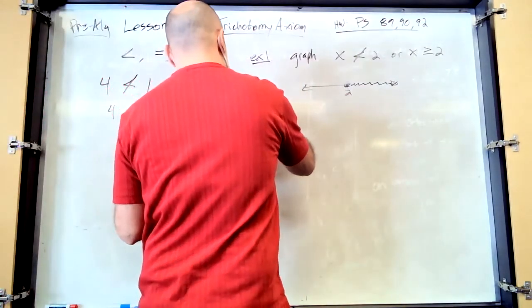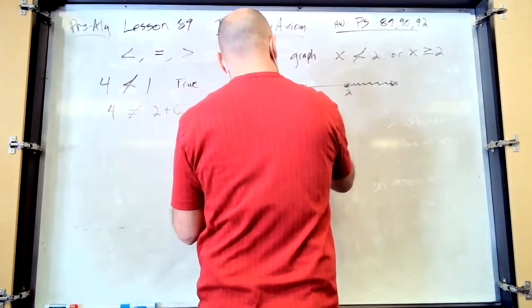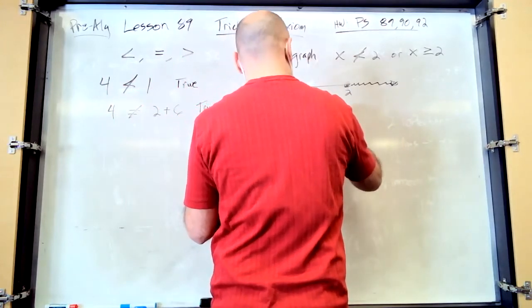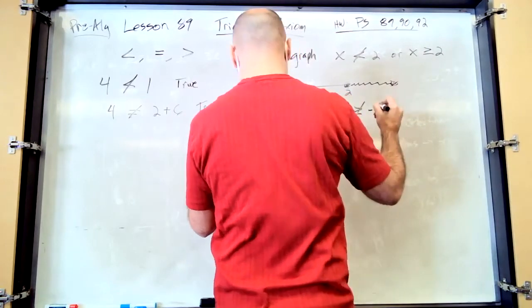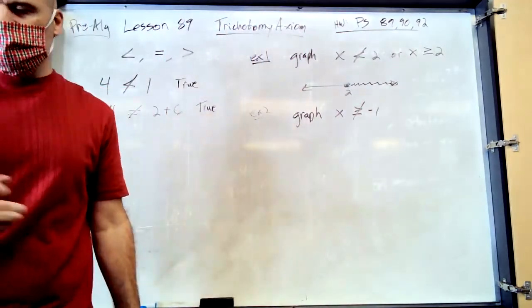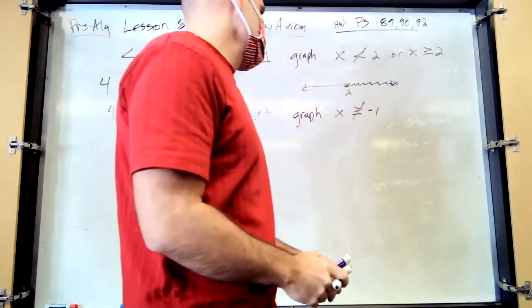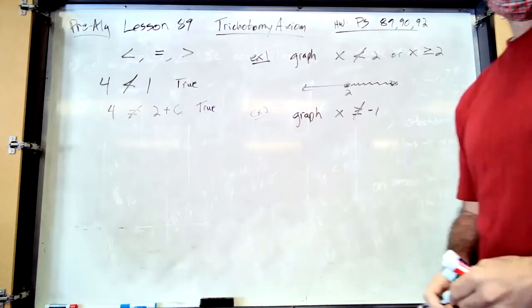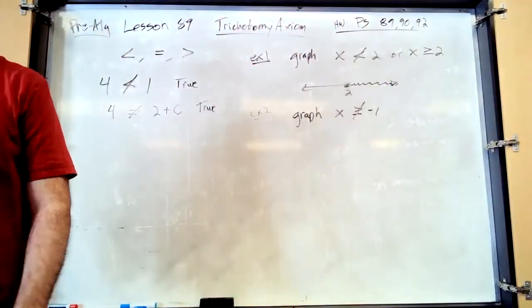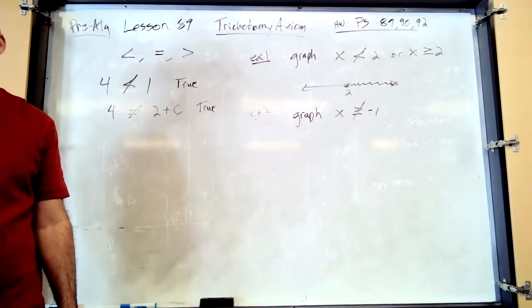Here's example 2. I want you to graph x, this symbol, negative 1. See if you can graph that. So you just do that and then boom. What if you just go to the left? You draw an open circle and then go to the left.